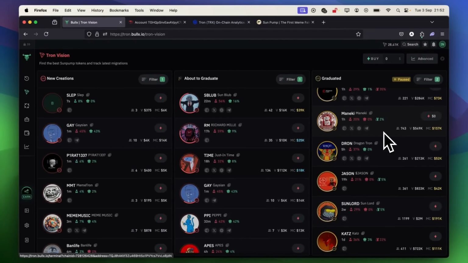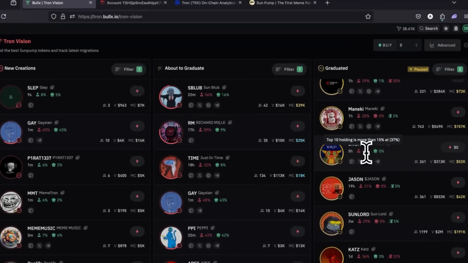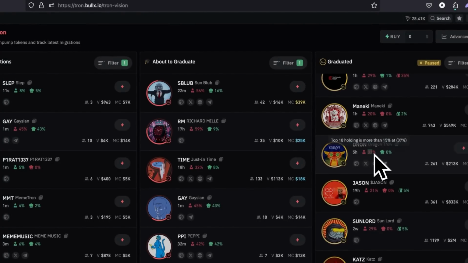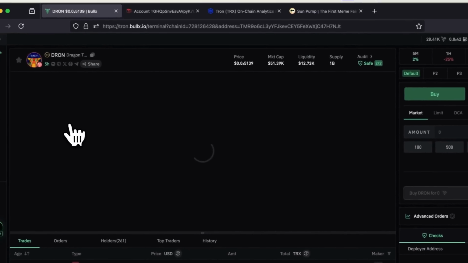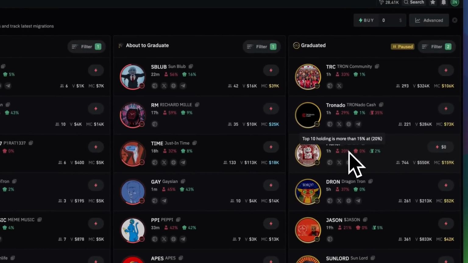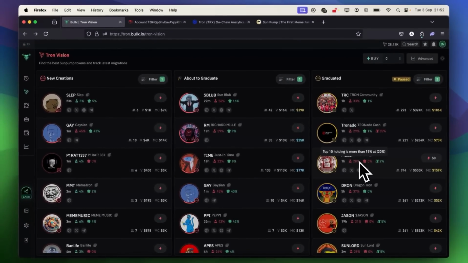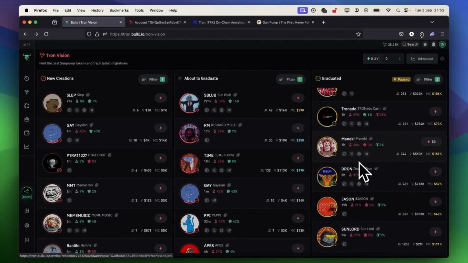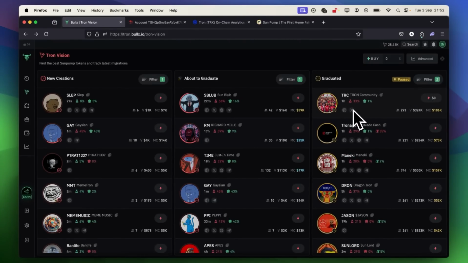Another key thing you have to look out for is this second icon right here that you're always going to see. This is the top 10 holders. It shows how much percentage of the supply is held by the top 10 holders. So anything in the range of 15 to 20% is still acceptable, right? Especially if it just bonded, it's acceptable, but it's already getting into the sketchy area. If it's above 30%, it's probably best to avoid it.